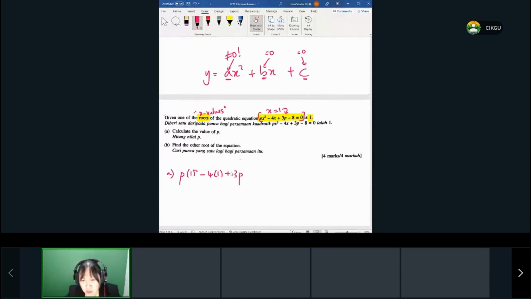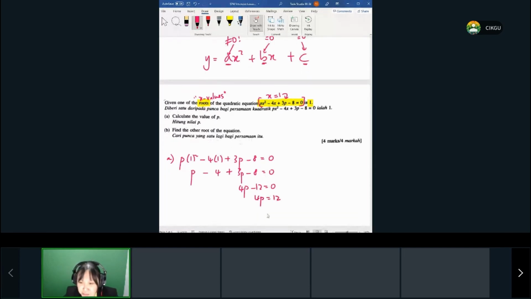You see, P we don't know the value, so just leave it. Minus 8 equals to 0. Done. Now sub only, literally a no brainer. Then from here, simplify. P times 1 squared, 1 times 1, so this one should be P. P minus 4 plus 3P minus 8 equals to 0. Yes, you are right. 4P minus 12 equals to 0. Therefore, 4P equals 12. Therefore, P equals 3.